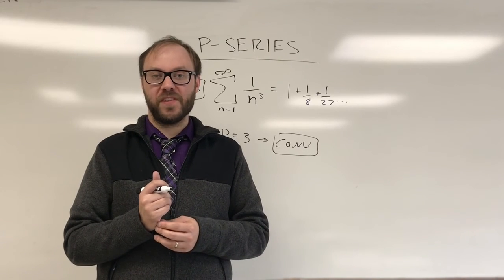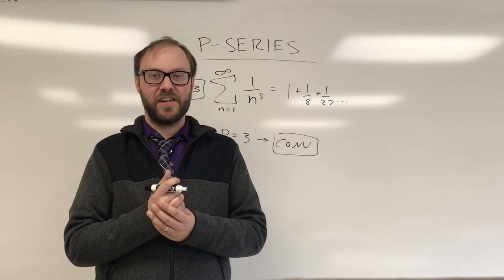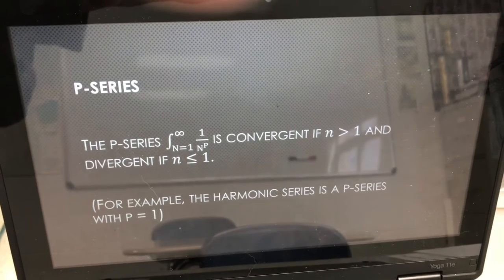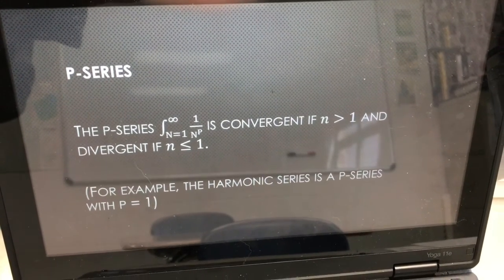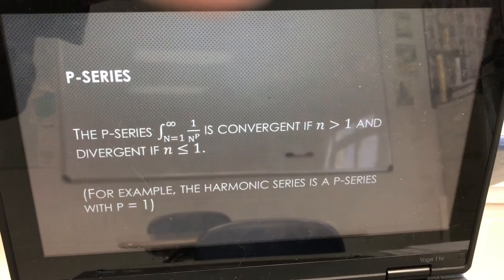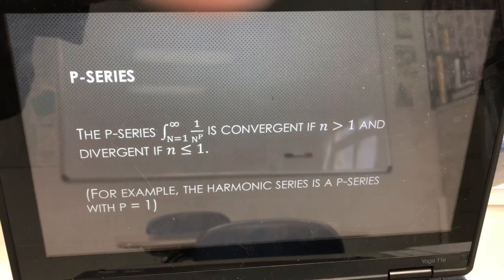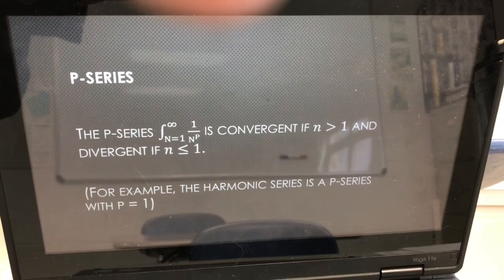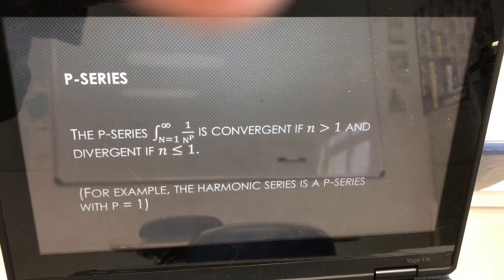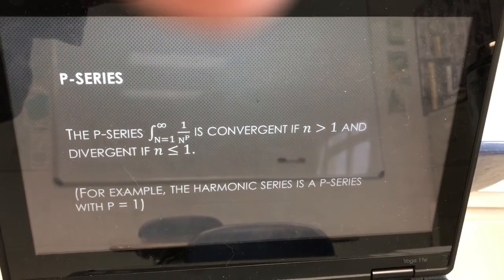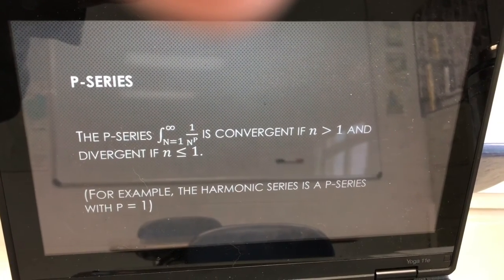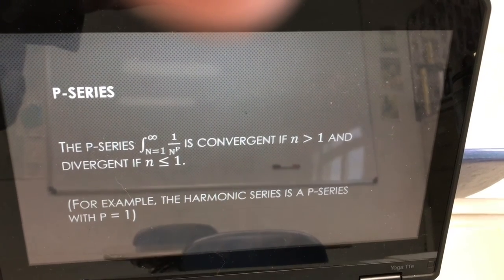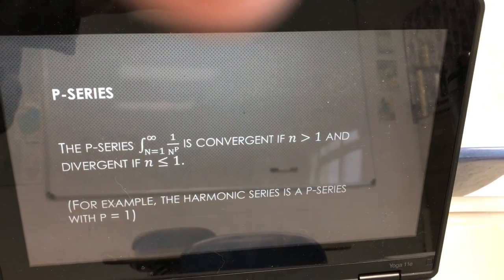I'm going to put up a slide that shows the official definition of a p-series, but I think I've pretty much covered the high points here. Here's the official wording for the p-series. Basically, if you have a series 1 over n to the p, actually that should use series notation, that should really be a summation there. But anyway, if you have something of the form 1 over n to the p, it's convergent if p is greater than 1, and if p is equal to 1 or less than 1, it is divergent. And of course, the harmonic series is a good example of that, where p is equal to 1.